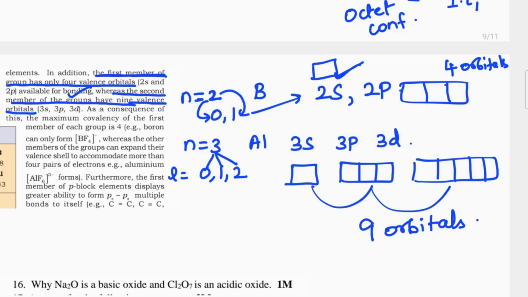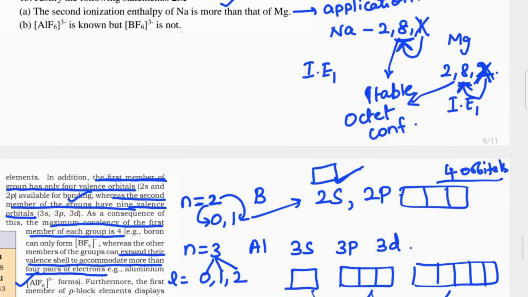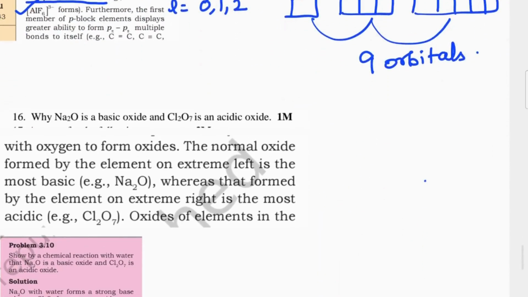So as a consequence of this, the maximum covalency of the first member of each group is 4. Only 4. Whereas the other members of the group can expand their valence shell to accommodate more than 4 pairs of electrons. That's why AlF6 3- is known, BF6 3- is not.